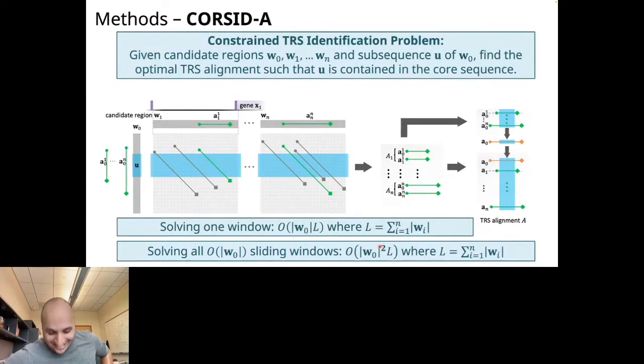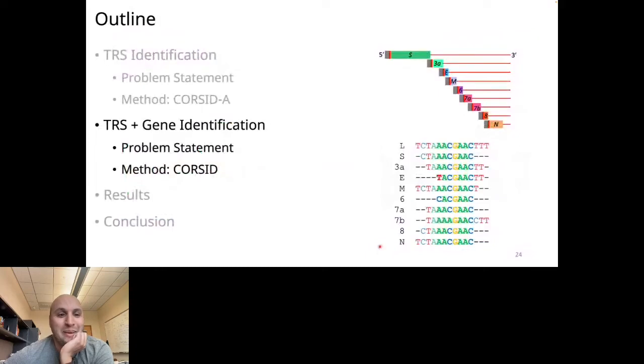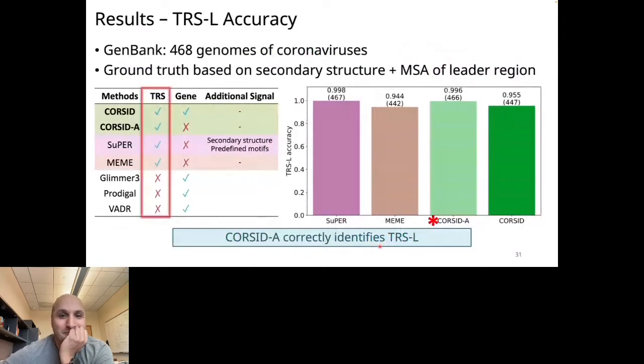Okay, good. So let's talk about the second problem. Or actually, let me jump to results and then we'll talk about the second problem. What I'm showing you here are results from 468 coronavirus genomes that we downloaded from GenBank. Let's focus on CORSID A. I'm comparing CORSID A to two other methods, super and mean.